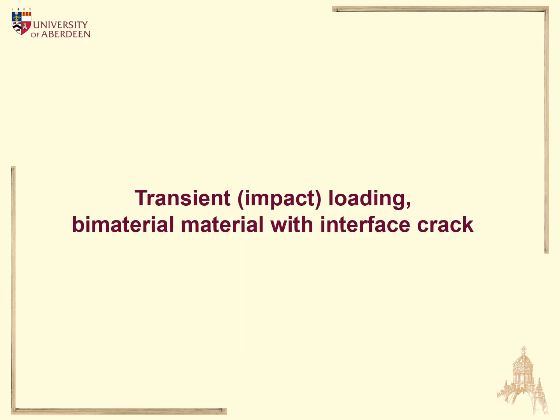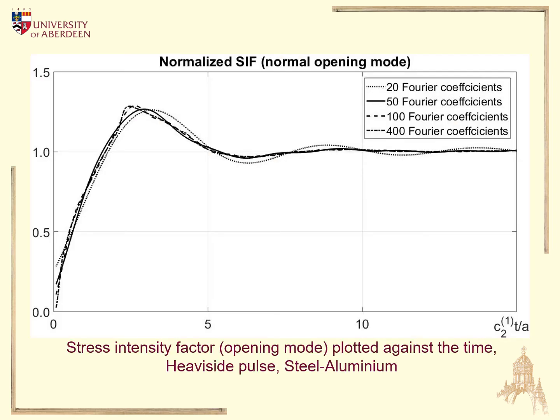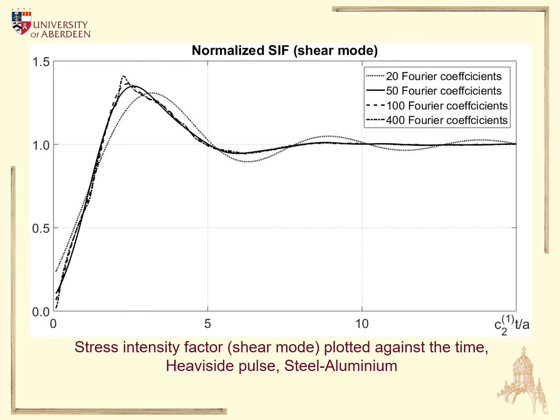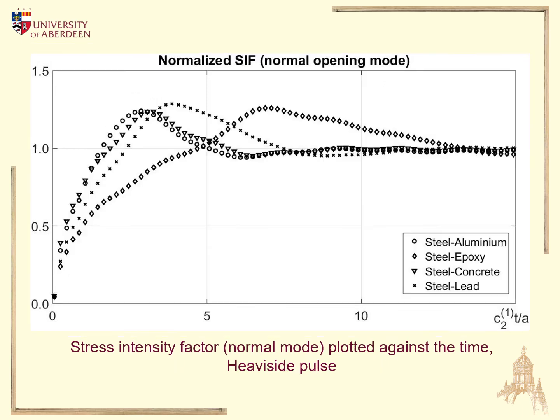And now what happens if we use the same technique for interface crack? That's the dependence of the solutions on the number of Fourier coefficients. You can see that the number of Fourier coefficients is now much higher than before. Before we needed just 10, and now we need higher values. We decided to stop at 50. That's a solid black line here. That's normal opening mode, and that's shear mode. So 50 is the optimal value according to our research.